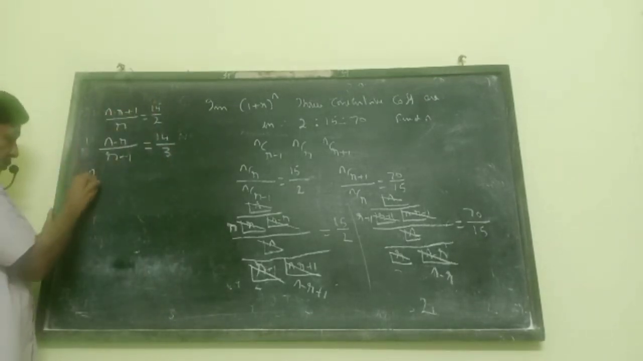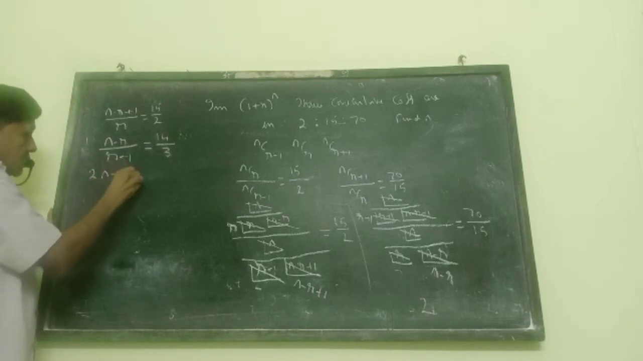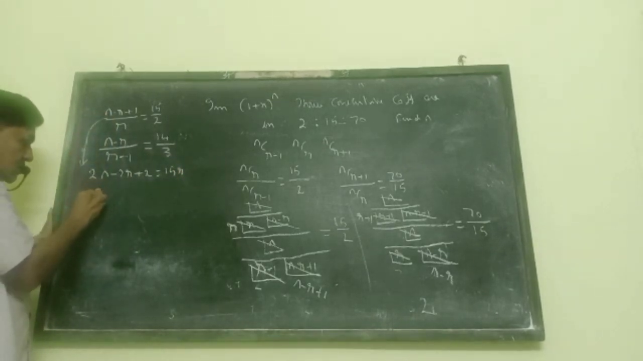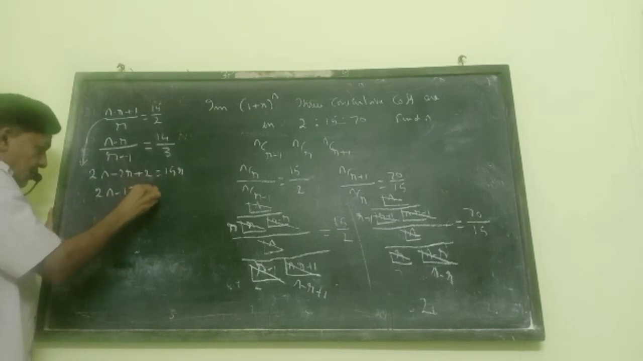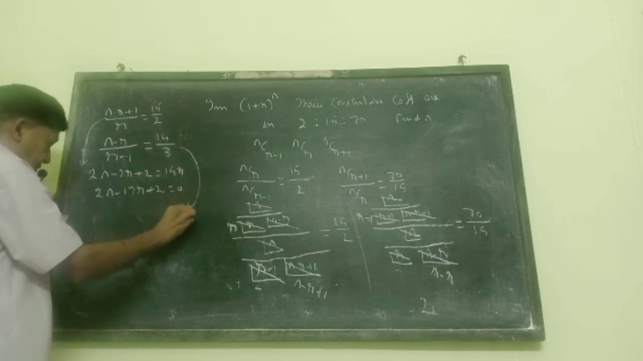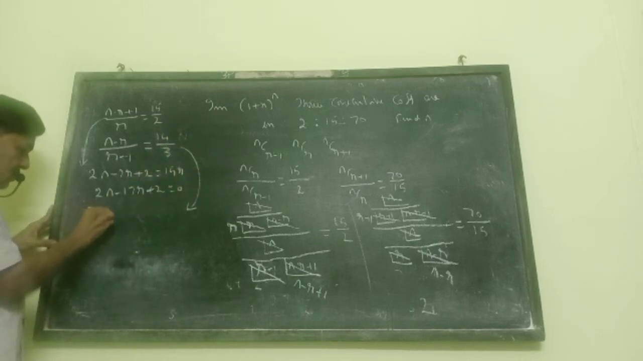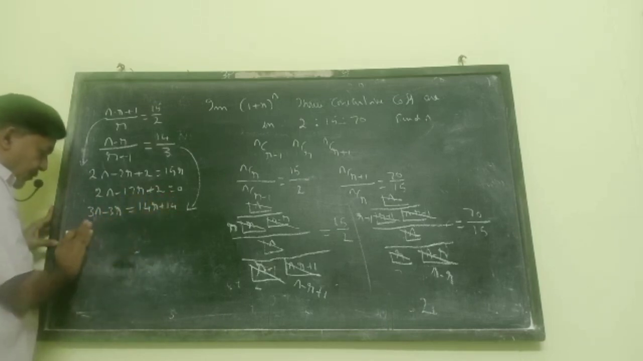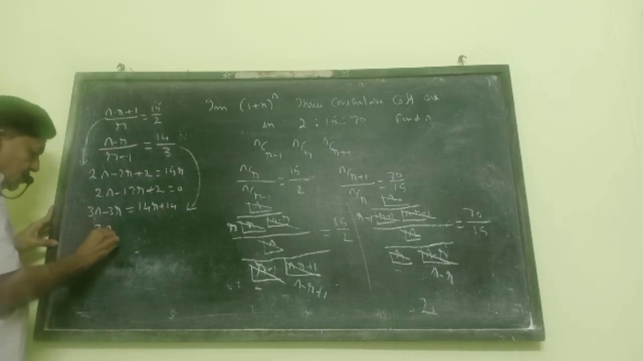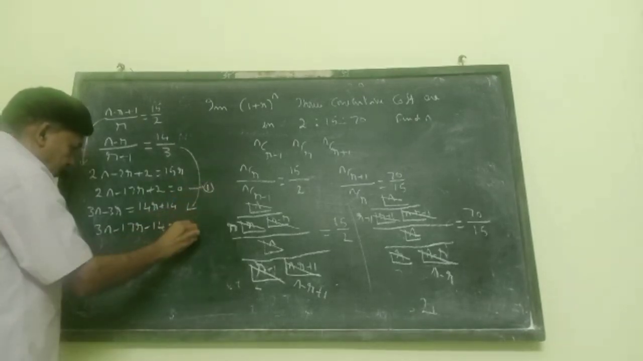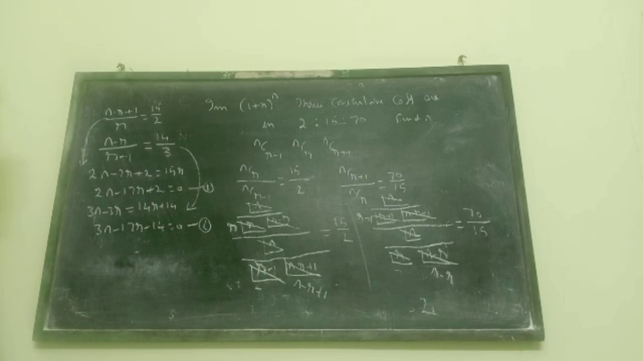Now we cross multiply these two. 2n − 2r + 2 = 15r, so 2n − 17r + 2 = 0. Cross multiply this: 3n − 3r = 14r + 14, so 3n − 17r − 14 = 0. Equation number 1, equation number 2.